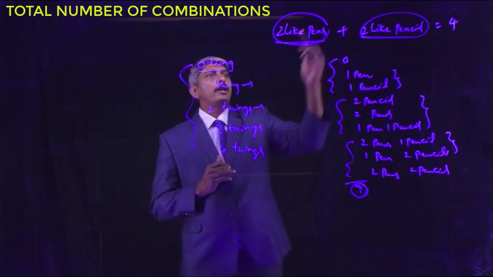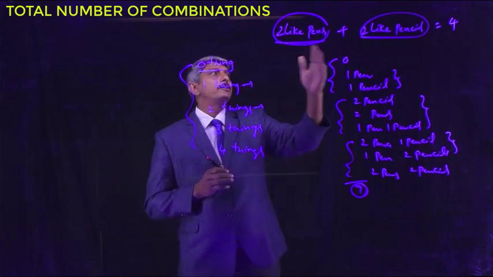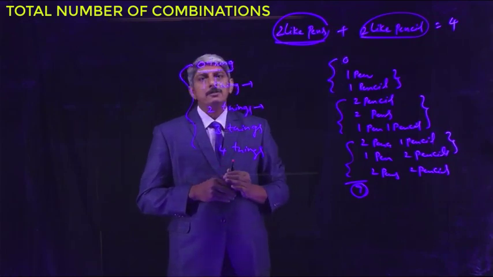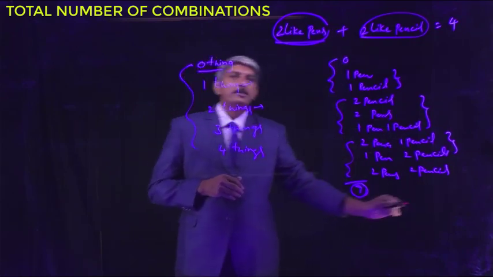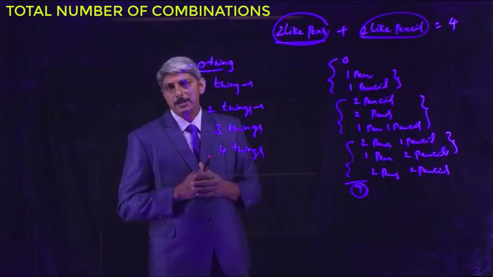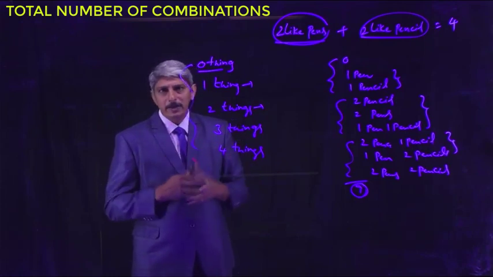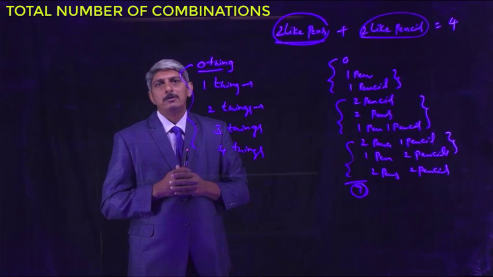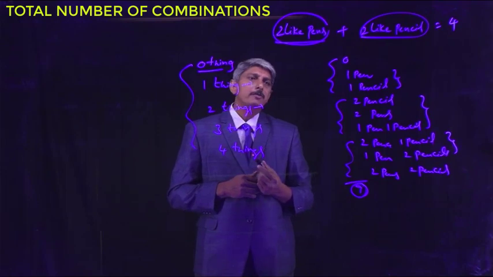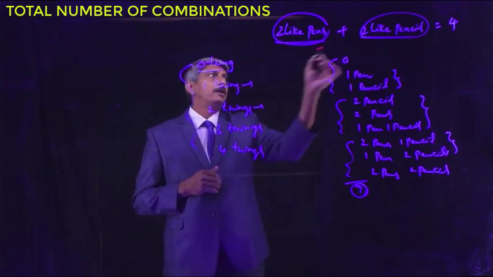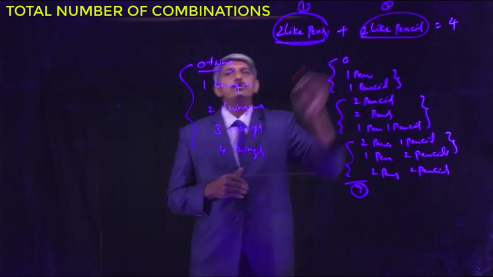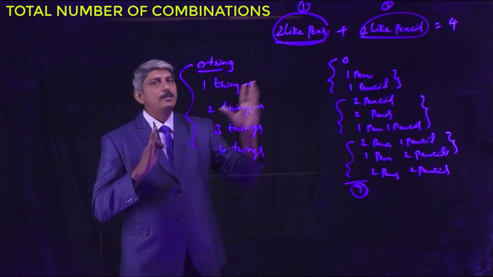The problem can be extended to 3 pens, 10 pencils, or 20 pens, 20 pencils. Then we would have to write all these conditions like this. It is very, very difficult to write all these cases. That's why we develop a formula to evaluate problems like these. How to evaluate this problem? Here 2 like pens and 2 like pencils. This is one type, this is the other type. These 2 types we treat as 2 operations.